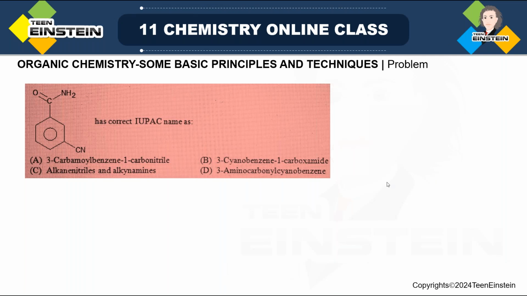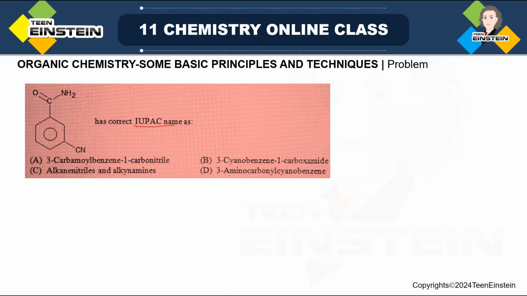Hello everyone, we have finished the nomenclature part. So based on that, we'll discuss 2 to 3 problems, and after that we'll start isomerism. So today it will be discussion related to isomerism only. Here we have a problem based on aromatic compound nomenclature. Fine. So in this compound, we have to find the IUPAC name.